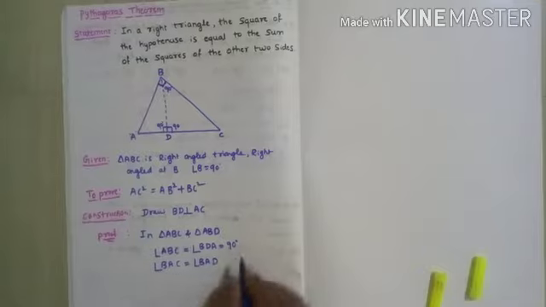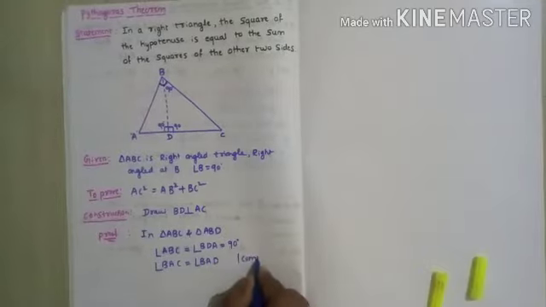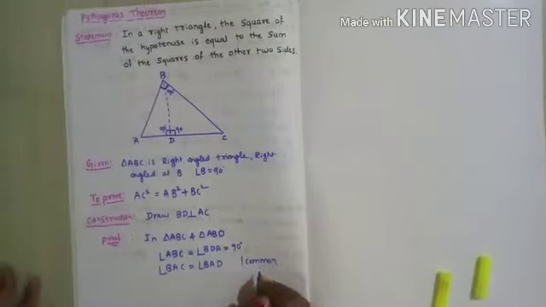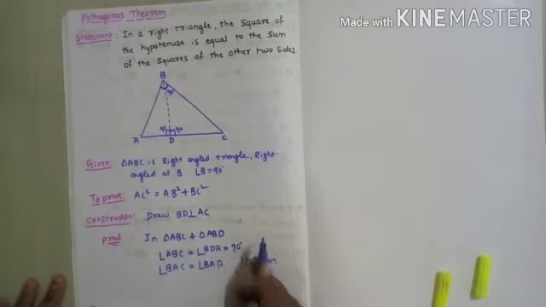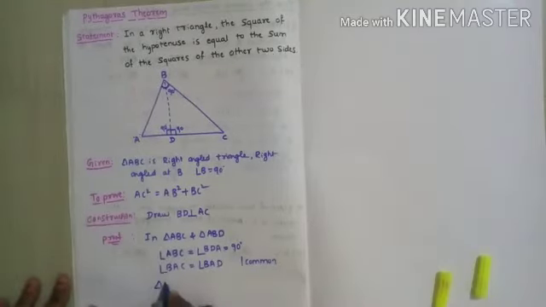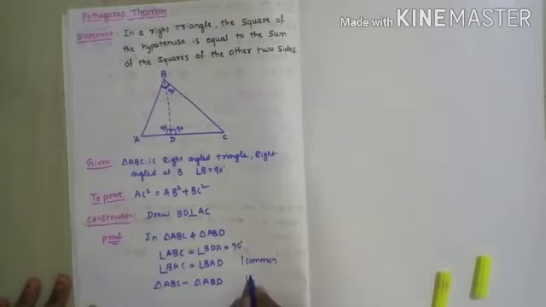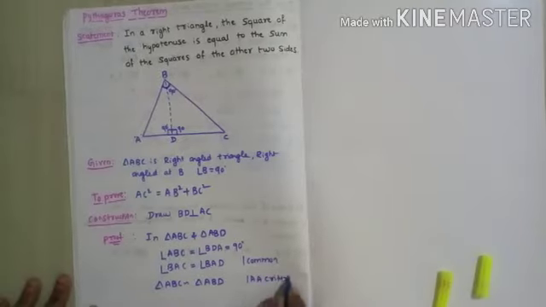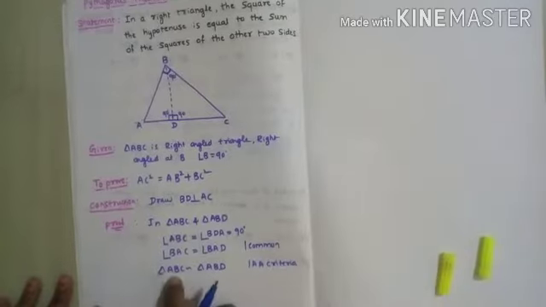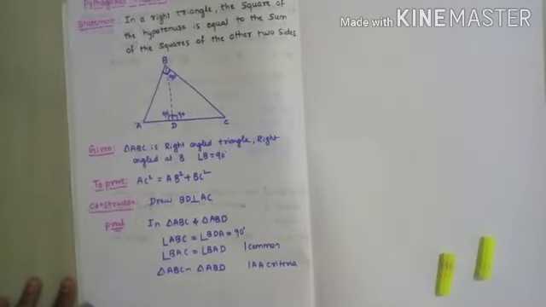This is common for both. Common angle for both the triangles. So two angles are equal, which means by AA criteria we can say that triangle ABC is similar to triangle ABD by AA criteria. Now if these two triangles are similar, it means corresponding sides are in the same ratio.